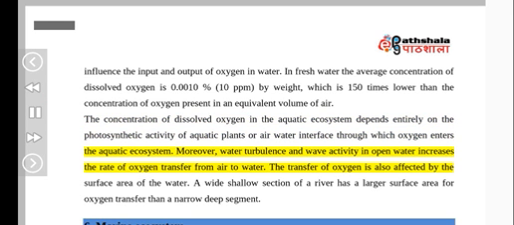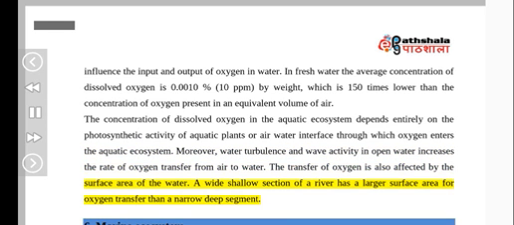Moreover, water turbulence and wave activity in open water increases the rate of oxygen transfer from air to water. The transfer of oxygen is also affected by the surface area of the water. A wide shallow section of a river has a larger surface area for oxygen transfer than a narrow deep segment.